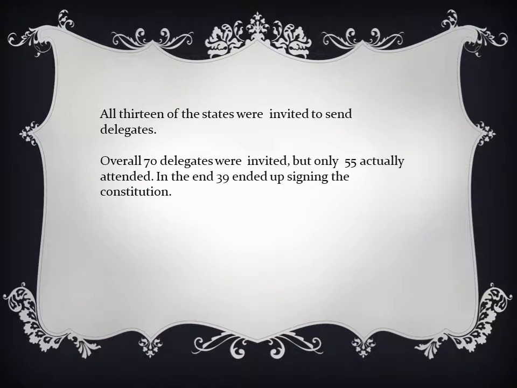As there were 13 states at the time, all 13 states were invited to send delegates. There were 70 delegates invited, but only 12 states sent delegates, and 55 delegates attended. If you're wondering who didn't send delegates, it was Rhode Island, or as they called themselves, the home of the otherwise minded. They boycotted the convention.